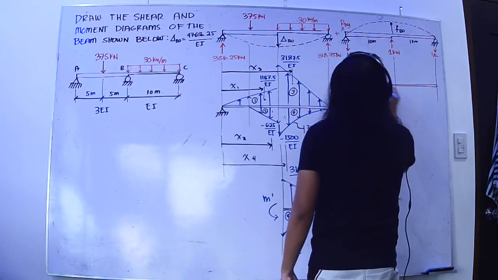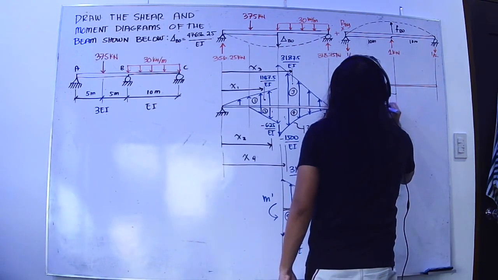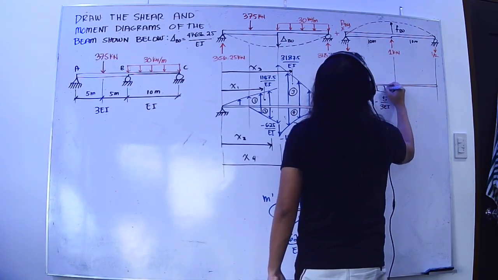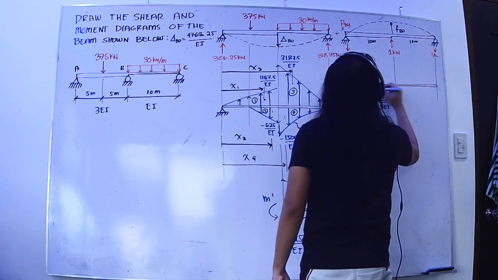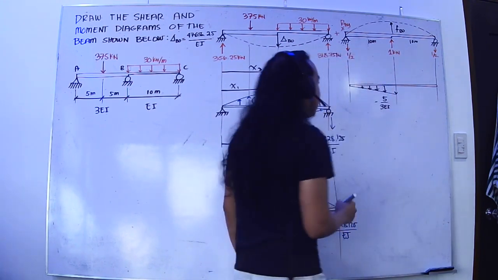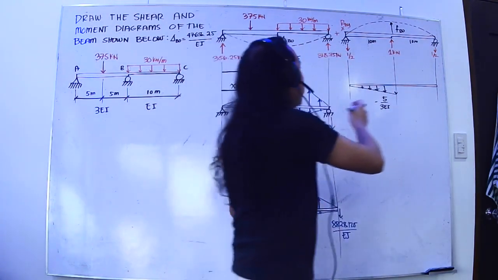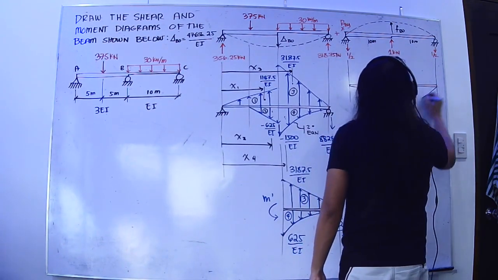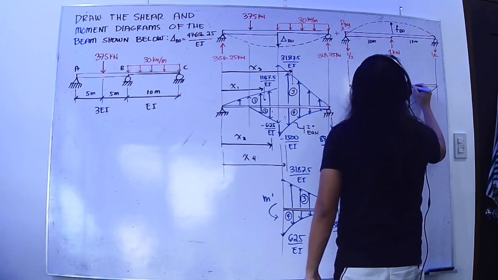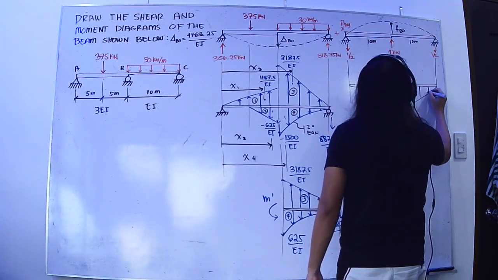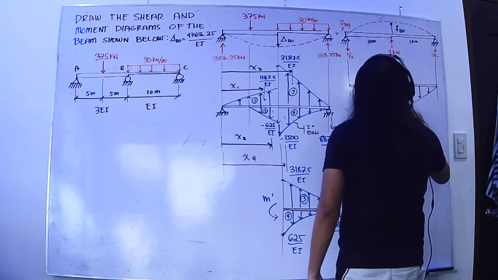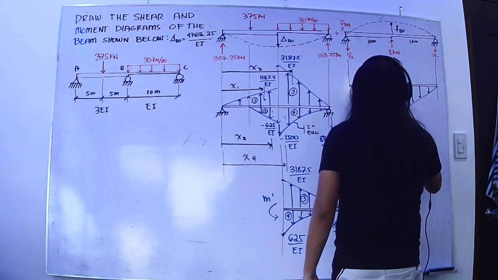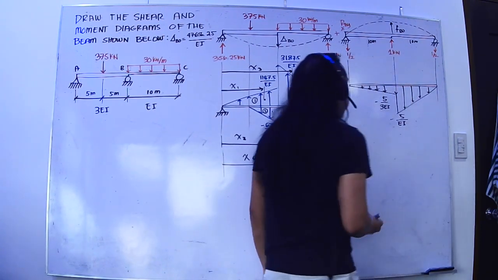So now the other one. 10 times 1 half, that is 5. So this is 5 over EI. Okay. Negative.